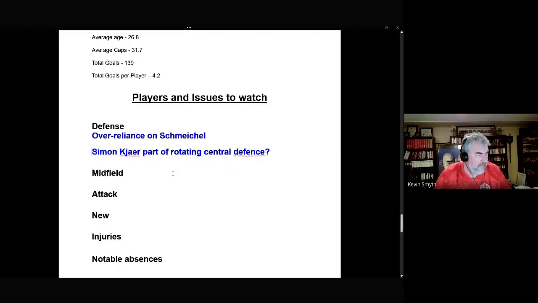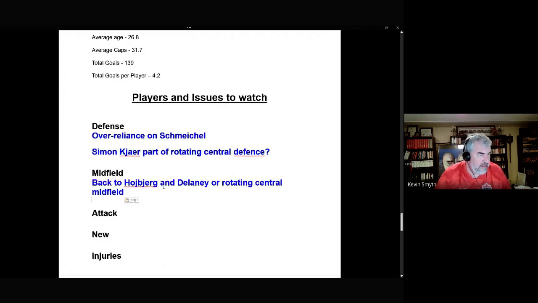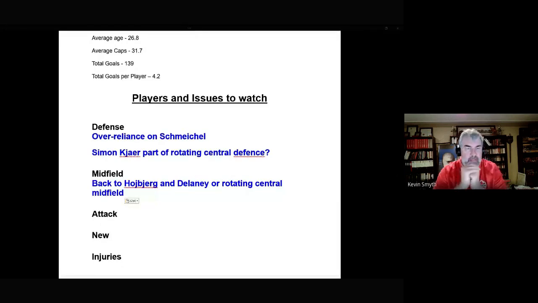In the middle of the field, they were pretty steady with Højbjerg and Delaney in the Euro Cup, and I believe in World Cup qualifying. But since then, they've rotated quite a few players in and out of the central midfield. So just a question as to whether Norgard or Jensen have made inroads into the team and will make up part of that central midfield. Will it be a rotating position or a steady pairing there?